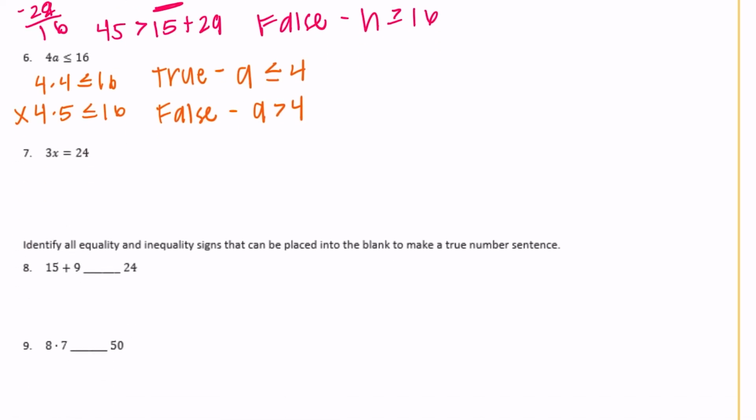And then number 7, 3x is equal to 24. So 3 times what is equal to 24? Well, that must be 8. So for it to be true, x needs to be equal to 8. If it's anything other than 8, it's going to be false. False, x is equal to anything other than 8.